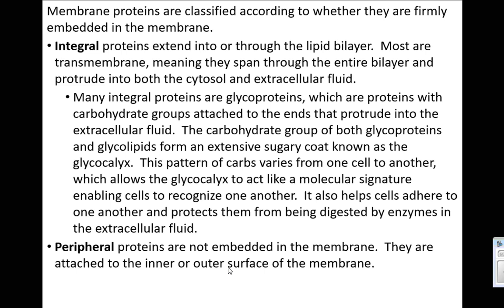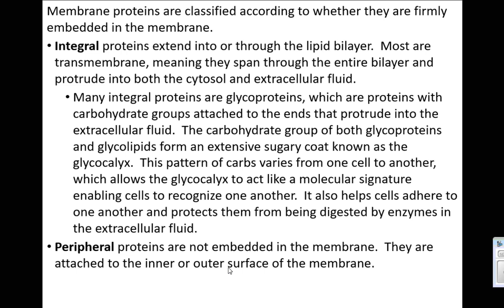Proteins of the plasma membrane are classified as either integral or peripheral, which describes their location within the plasma membrane. Integral proteins extend into or through the bilayer. Most of them are described as transmembrane, so a lot of times you'll see integral and transmembrane used interchangeably. Transmembrane means that they span through both layers, so they poke into the cell, and poke out into the extracellular fluid.